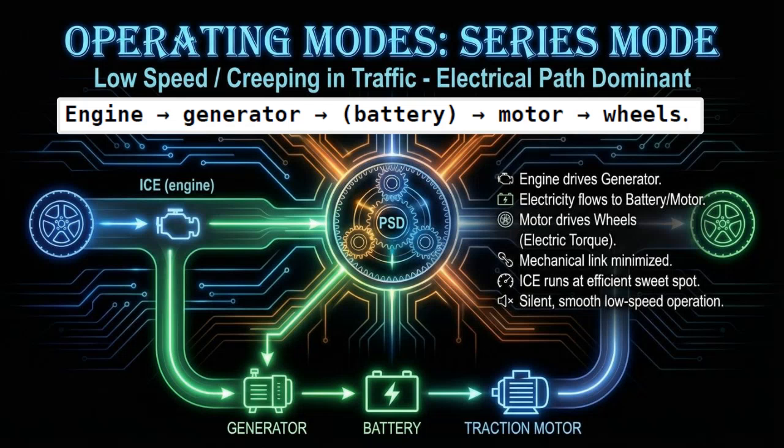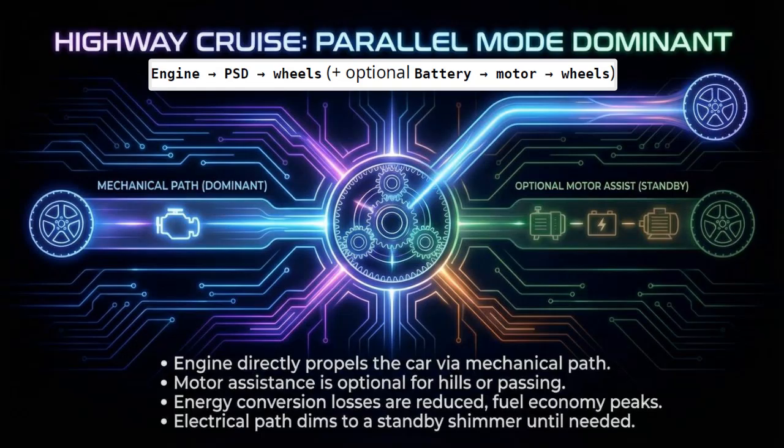Now let's talk about the series mode, where the electrical path is dominant. In this mode, the engine drives the generator through the PSD to produce electricity. Then the electricity goes to the battery or directly to the traction motor. Finally, the traction motor drives the wheels. Energy flow in this mode is from the engine to generator, generator to battery, battery to motor, and finally from motor to the wheels. We use it under low vehicle speeds, stop and go driving, or when the control strategy wants the engine to run at a very efficient steady point.